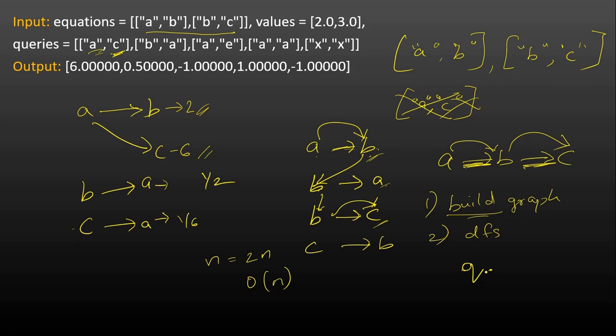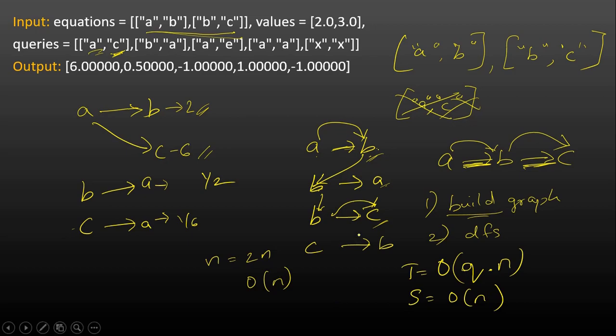Anyway, we have to go through each element in the query, so it will be q times, and for each query we have to do a DFS which in the worst case is n times. That is, we have to go through each equation and see whether it satisfies the query value. So my time complexity will be O of q times n, and my space complexity will be O of n.